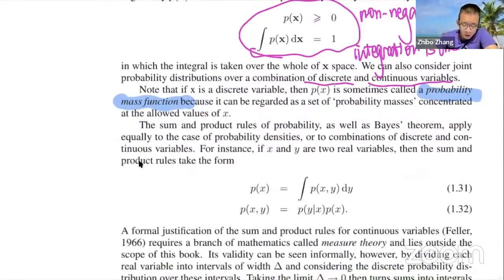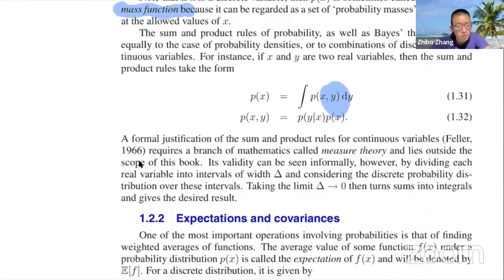The sum and product rules of probability, as well as Bayes' theorem, apply equally to the case of probability densities, or to combinations of discrete and continuous variables. For example, if X and Y are two real variables, then the sum and product rules take this form. If you integrate over the other variable, which is Y here, you get the marginal probability density of X. And the joint probability density is the product of the conditional density of Y given X and the marginal density of X.